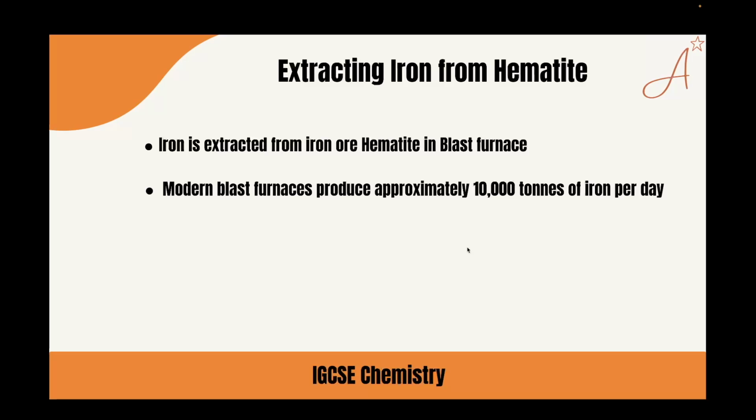today we'll be looking at how iron is extracted from hematite inside a blast furnace. A modern blast furnace can produce up to 10,000 tons of iron per day. So how does it all work? Let's break it down.